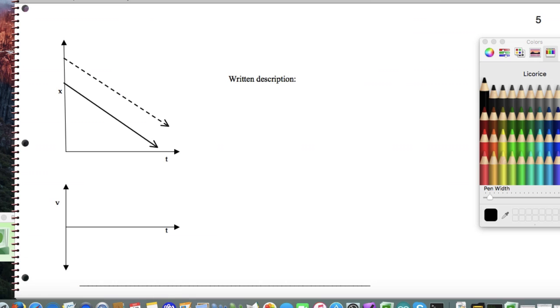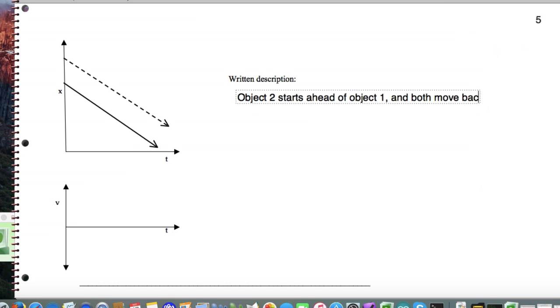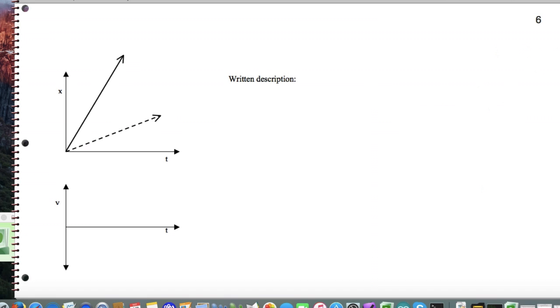All right, so here for the written description, object 2 starts ahead of object 1, and both move backwards at a constant velocity. And not just a constant velocity, but the same constant velocity. So let's be really careful about that.